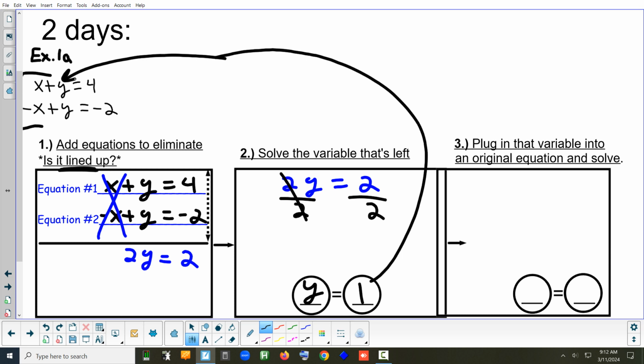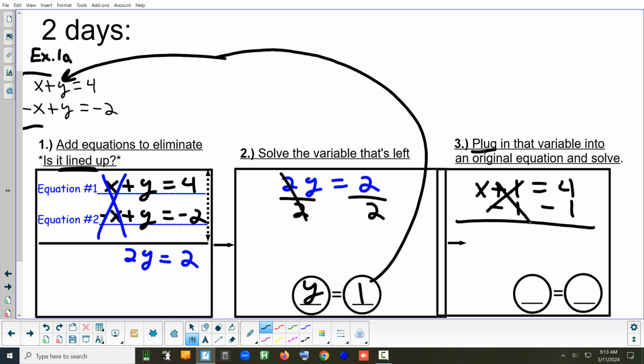Can somebody tell me what that's going to look like when you fill 1 in for y? X plus 1 equals 4. Yeah. X plus 1 equals 4. Okay, so we did the plug-in part. Now what does the last part say to do? Solve. Yep. So now we've got to solve it. How do you get x by itself in that equation? Subtract 1 on both sides.